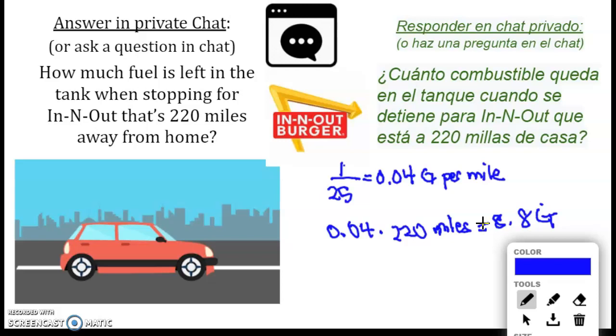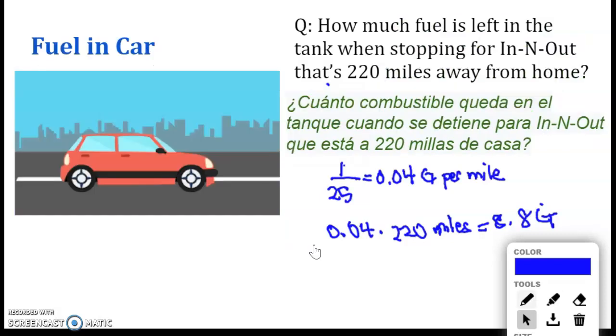So how much fuel is left? That's not 8.8 gallons there. Okay, you started off with 25 gallons, so that means you are going to subtract from 25. So 25 minus 8.8. That's going to be 16.2 gallons remaining in your tank.